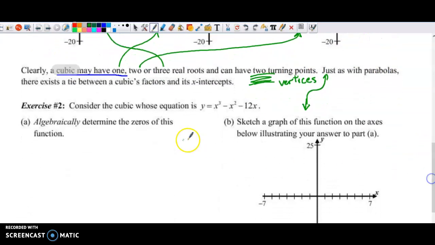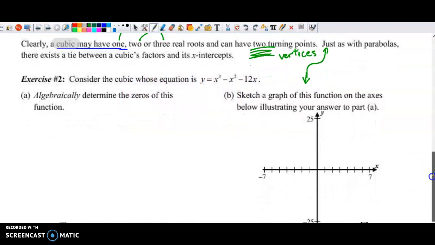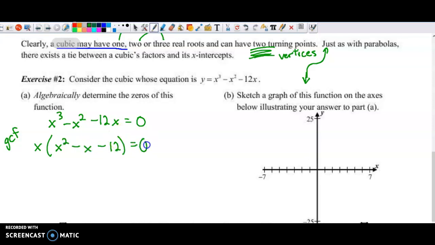And we can actually determine some zeros from some of the rules we learned with quadratics. And with the x-intercepts being equal to 0, we can approach this problem that same way. I don't know if you would have recognized this, but you could have factored out a GCF, greatest common factor, of an x out of this. And at this point, you could find factors of negative 12 that add to be negative 1, because 4 minus 3 is 1. Well, to make it negative, negative 4 plus 3 equals negative 1.